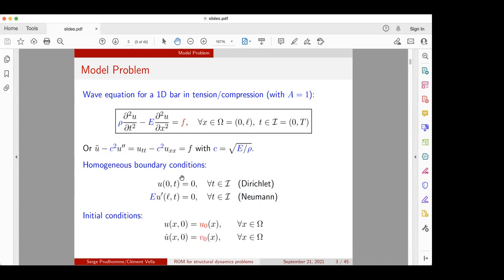In most of the problems, we will consider those homogeneous boundary conditions, and we will also introduce some initial conditions. One point I wanted to make, I'm not going to talk about UQ, but the goal here is essentially to construct a reduced model to solve this equation based on the PGD, the proper generalized decomposition, as a tool to do UQ later on.